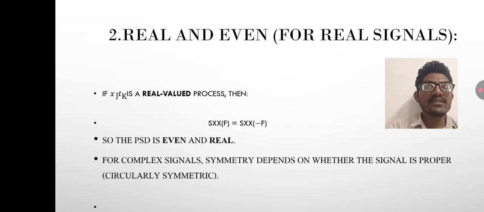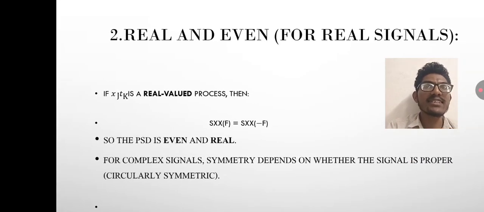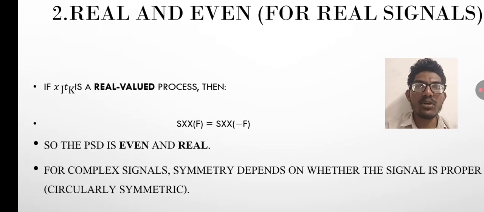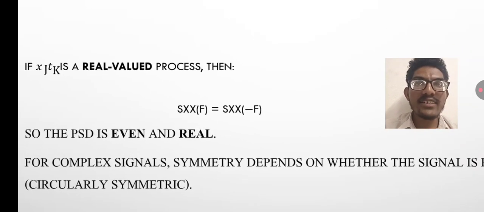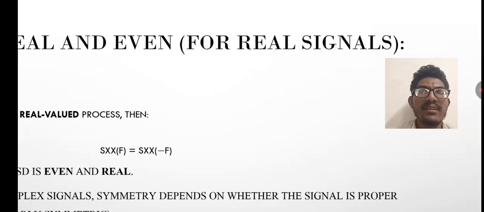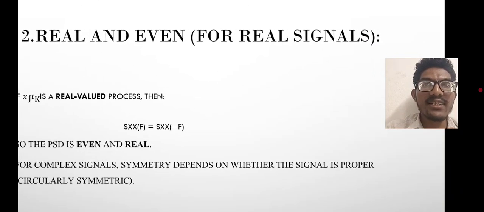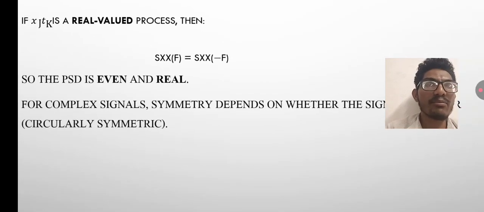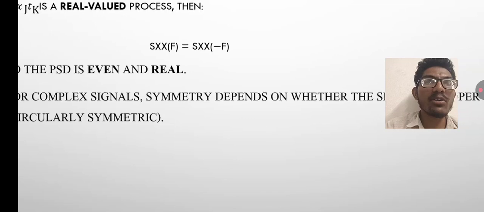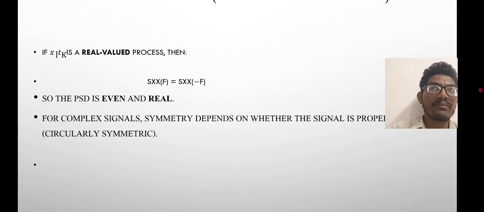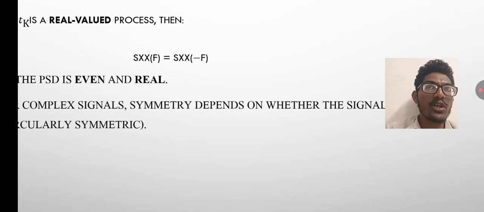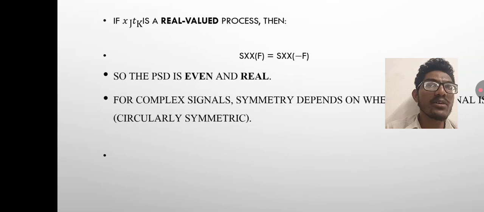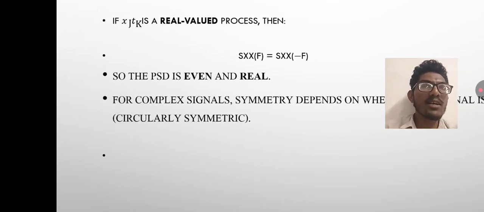Next, the second property is that the power spectral density is always real and even for real signals. For example, if x of t is a real-valued process, then Sxx of f, meaning the power spectral density, equals Sxx of minus f. It means when we give the negative frequency, it gives us the positive frequency. So the PSD is even and real.